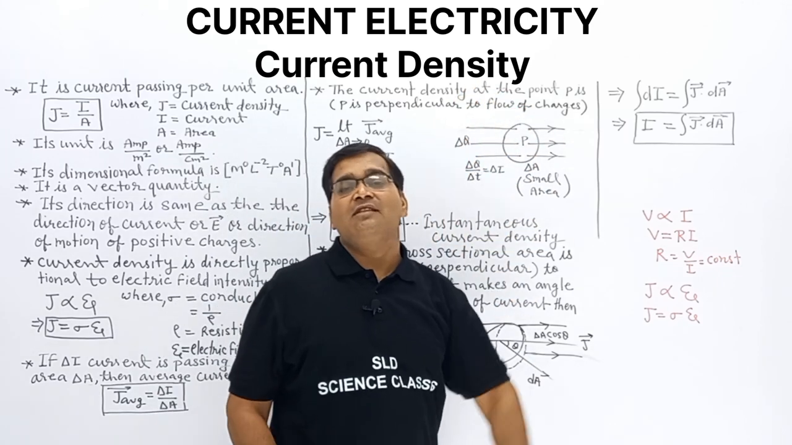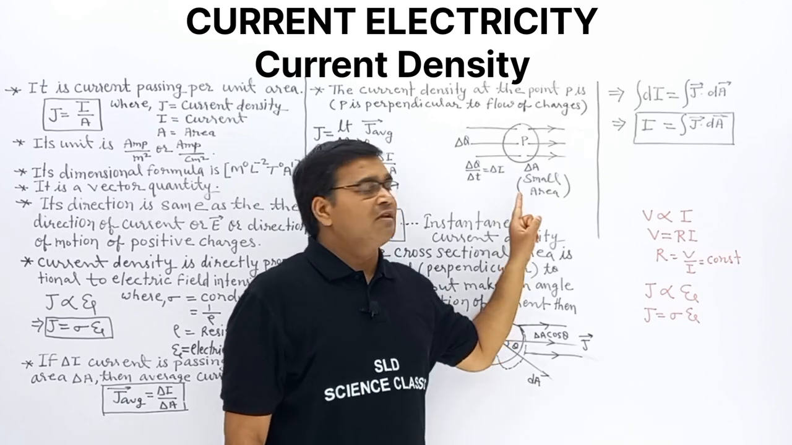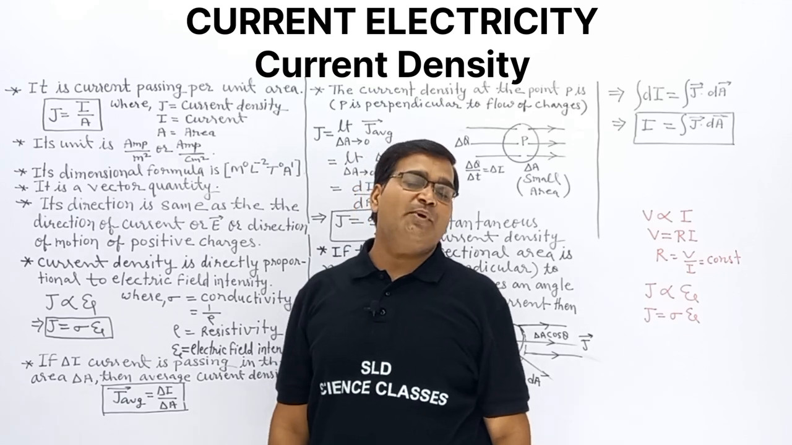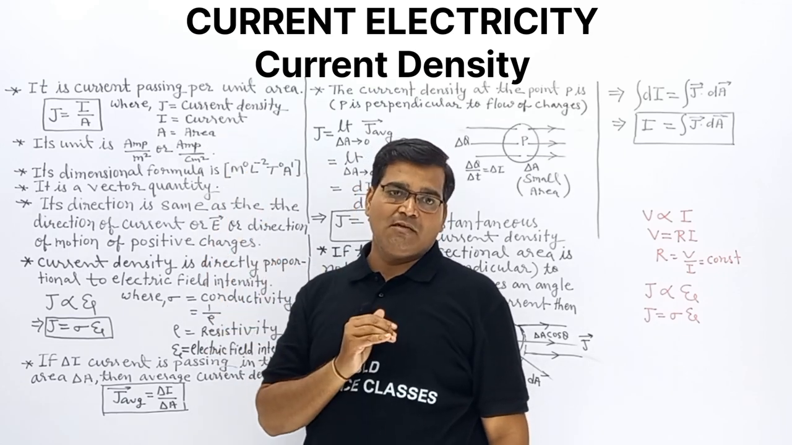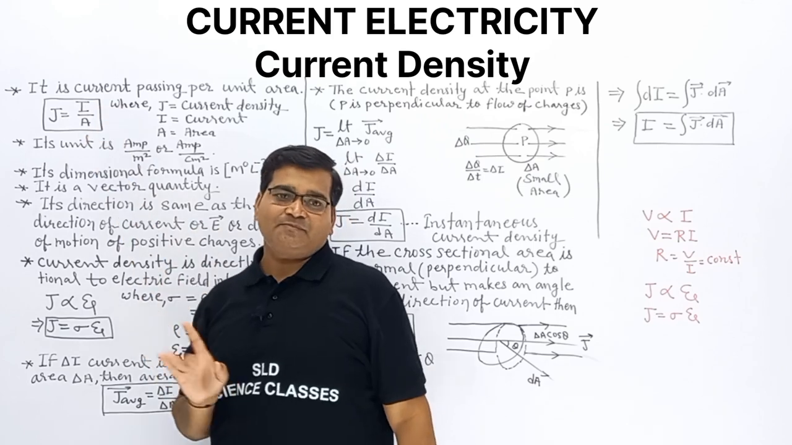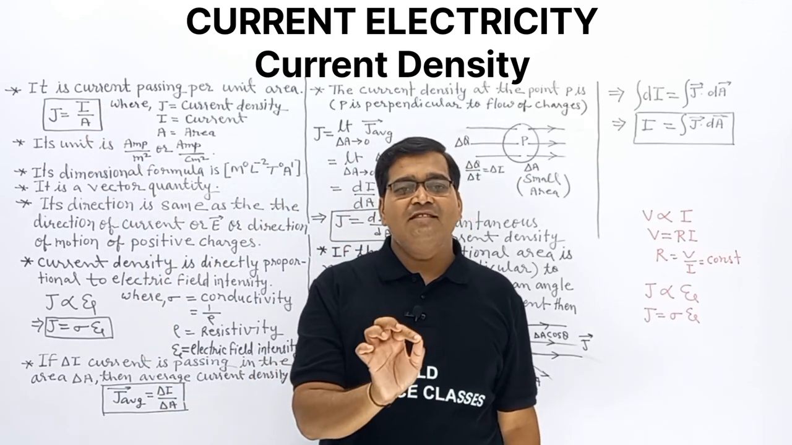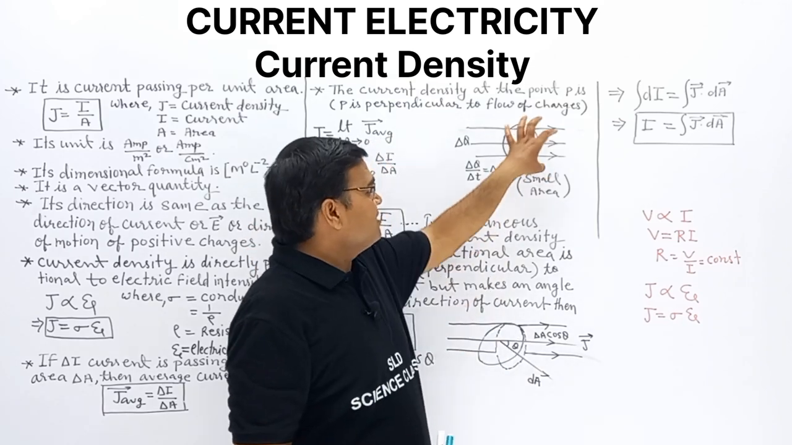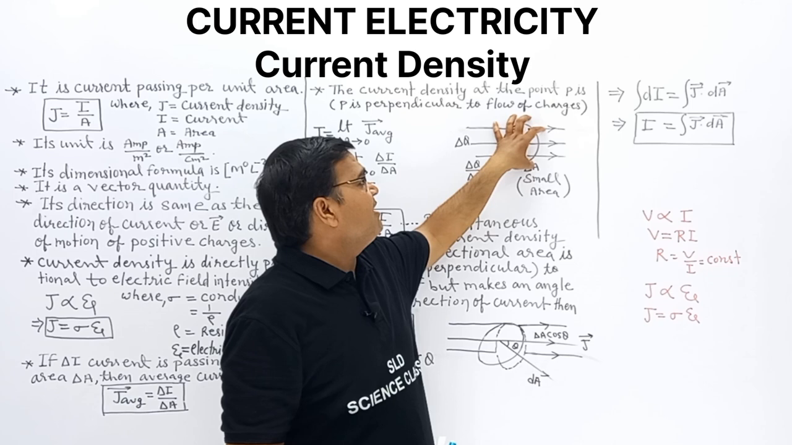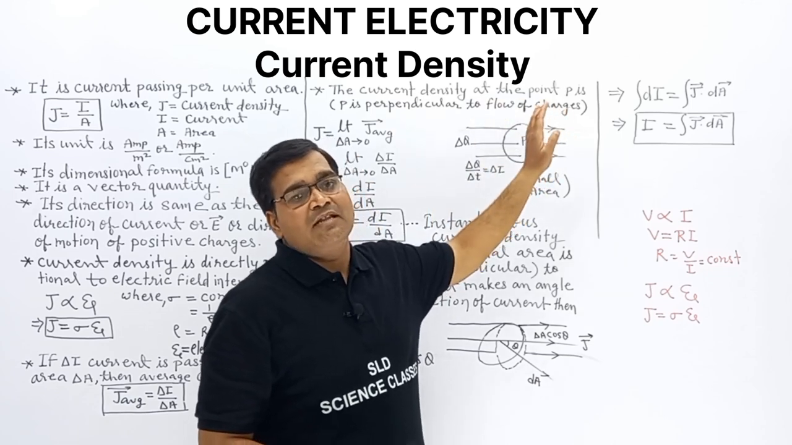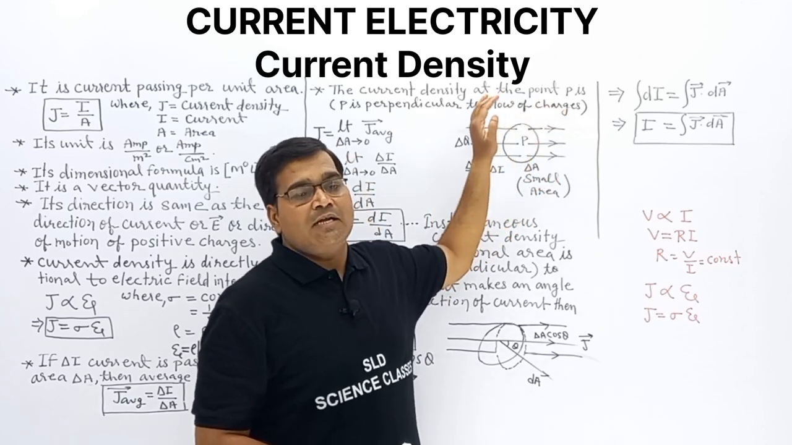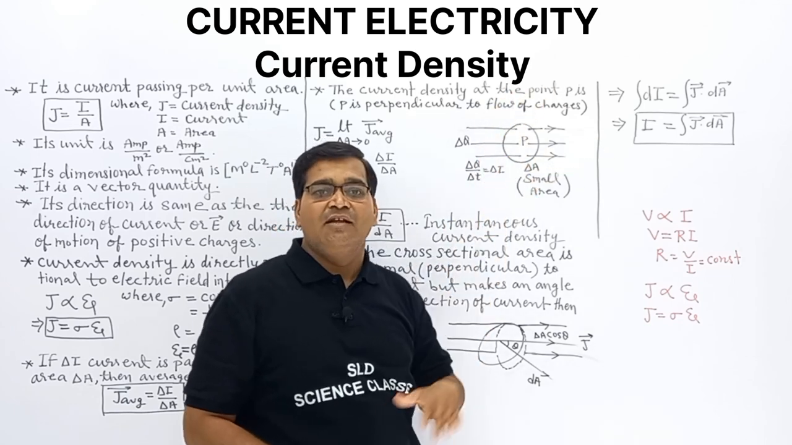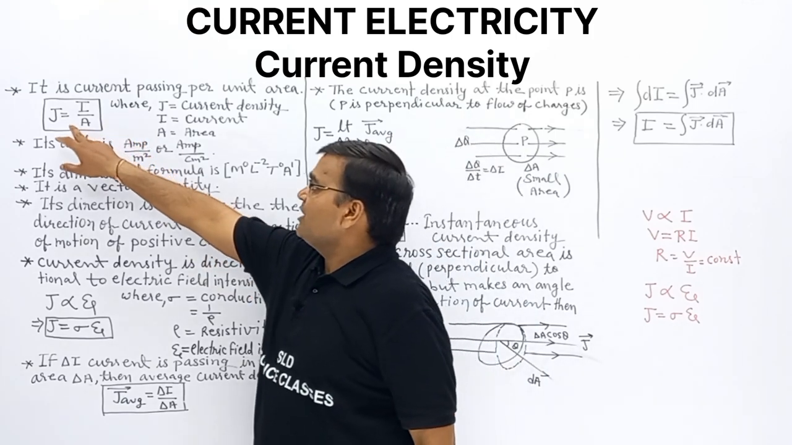Current I is flowing in this area. Then current passing per unit area, that is current upon area, will be the current density. Again, what is the current density? It is current passing per unit area. So in this area, in which current I is flowing, its current density will be current I upon area A.